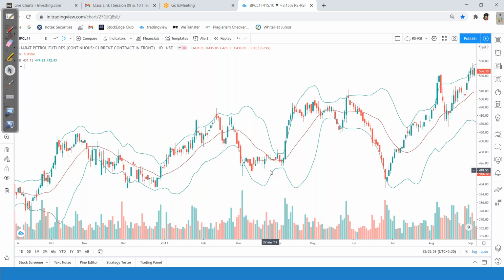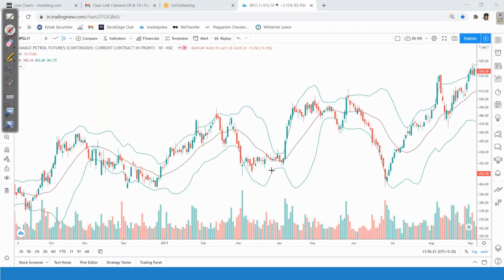Now this particular strategy you will use mostly on the daily chart, because it's a swing trading strategy. On a 15-minute time frame, you may see that there is a lot of volatility and the stop loss may get hit. Okay. Now look here again.